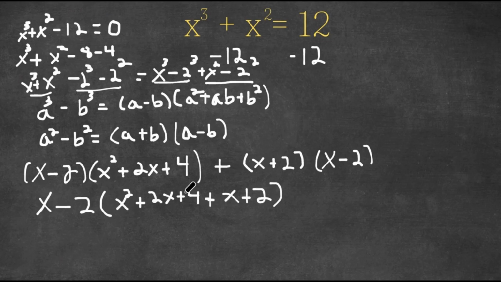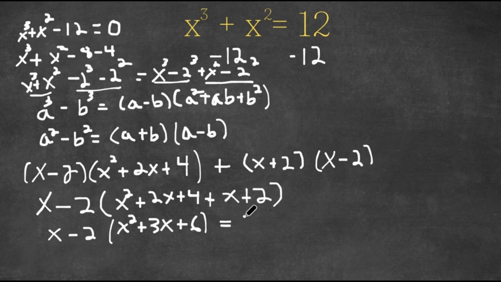And now if we add like terms here, we would get x squared plus 2x and x are like terms, so 2x plus x is 3x, and 4 and 2 are like terms, so 4 plus 2 is 6. So now we get x minus 2 times x squared plus 3x plus 6, and remember, this is equal to 0.